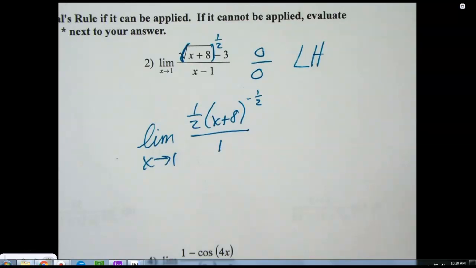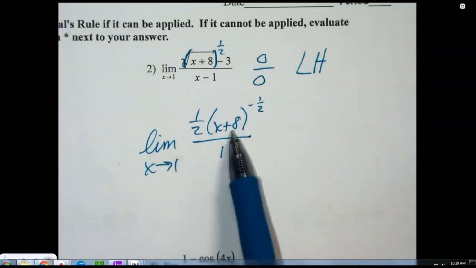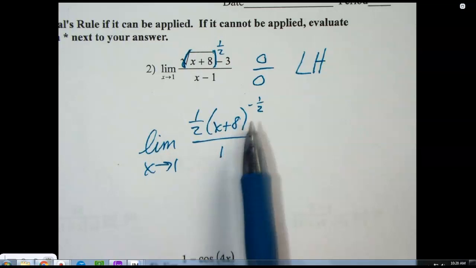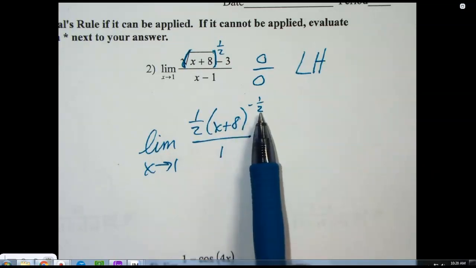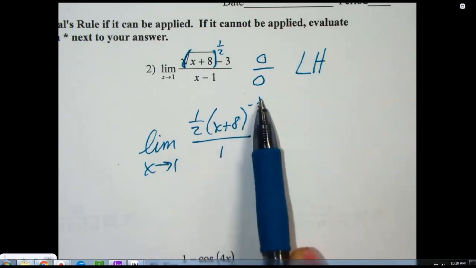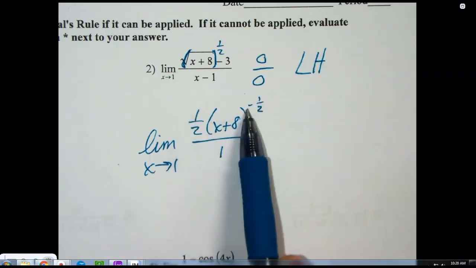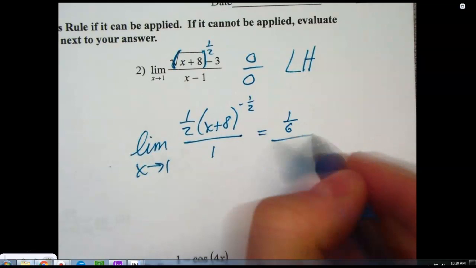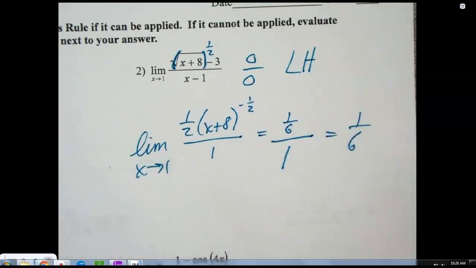But now, I can plug in 1. So the problem we had before of 0 over 0 goes away. So, this is a good review for it too. With 1 plus 8, that's not the review part. What's the square root of 9? 3. What's 3 to the first power? 3. And then what's the negative do? Flips it over, so it's 1/3. So 1/2 times 1/3 is 1/6 over 1, or just 1/6.